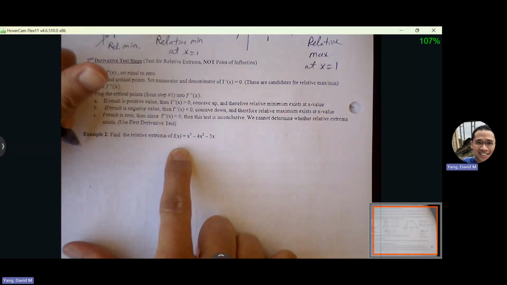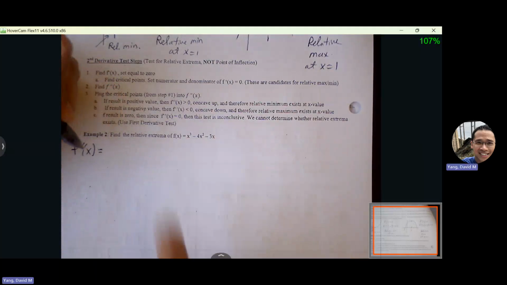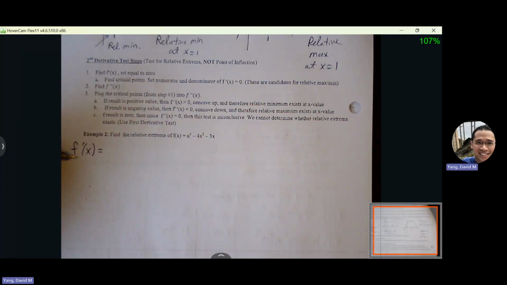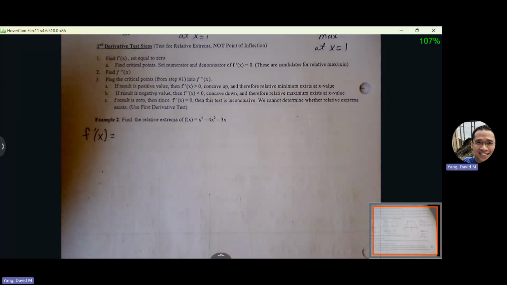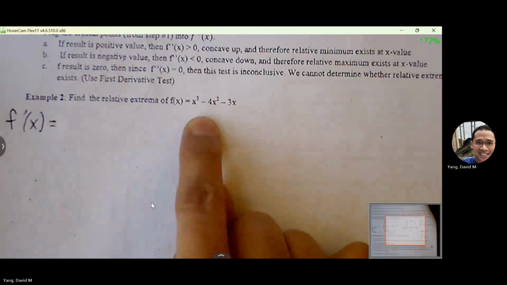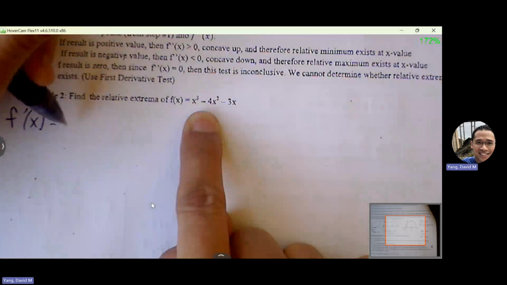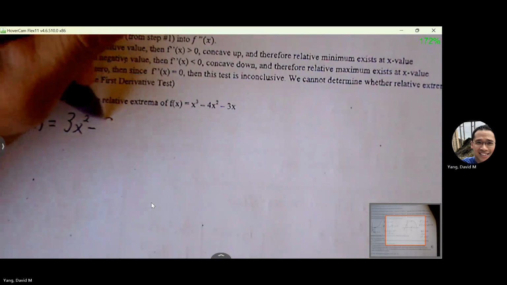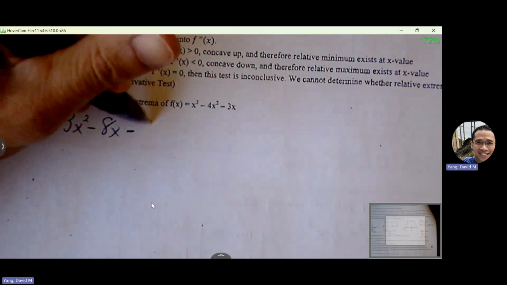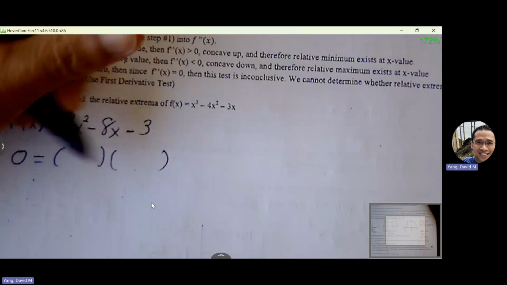So let's find f prime. Your initial step will feel like what you would do for your first derivative test. You want to find critical points from f prime. Okay, so let's go through the power rule. What do we get? What's f prime? x cubed becomes... minus 3. Okay, so we'll set it equal to 0. Go through factoring.